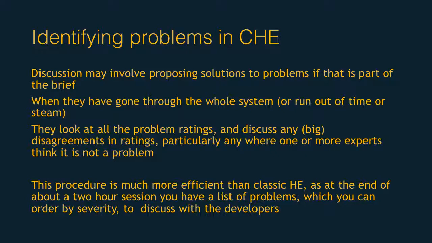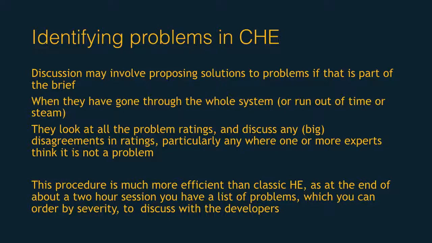But the good thing is that usually we find within about 2 hours we have a list of problems with an agreed rating, or we take the mean of the ratings, and that can then immediately be fed back to the developers, either in terms of a report, or often we then get the developers in and we go through what we've done, explaining the problems. So it is more efficient than the classic heuristic evaluation.